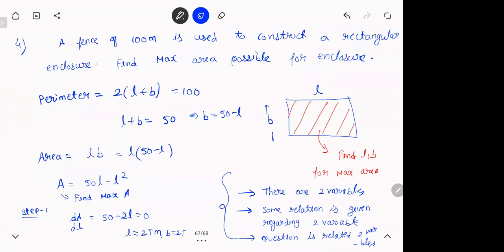You must have studied this in school. For all the given rectangles with the same perimeter, square has the maximum area. L is equal to B, meaning what? You should make it a square. Got it? I'll continue on the next page. If you see, look at these 3 steps. There are 2 variables, L and B. Both will be related by some equation, that is perimeter. And I'll ask you something related to the same variables. This is how the sequence follows every time.